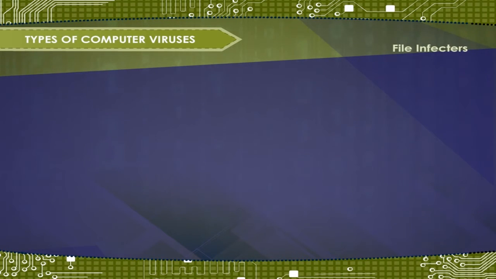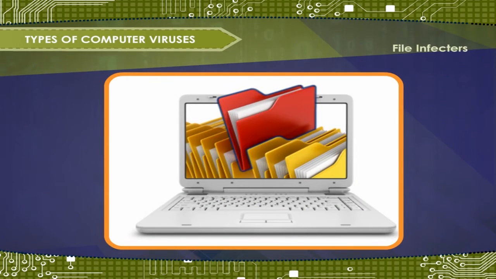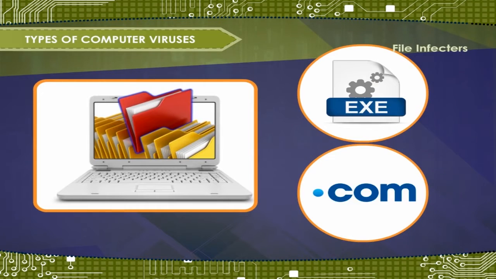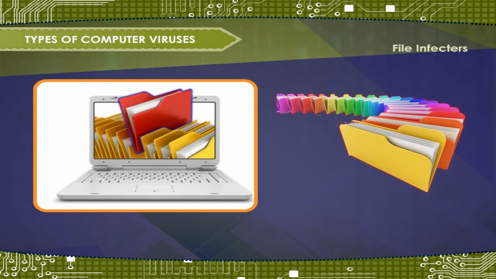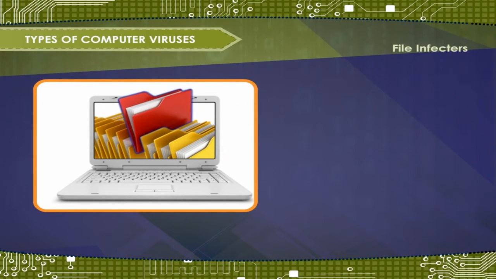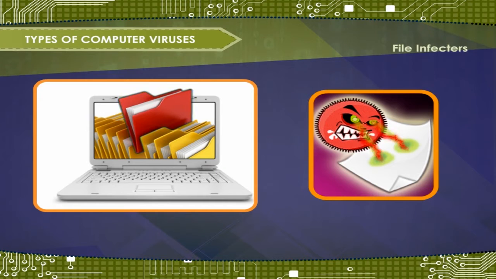File infectors. This type of virus infects programs or executable files, files with an .exe or .com extension. When one of these programs is run, directly or indirectly, the virus is activated, producing the damaging effects it is programmed to carry out. The majority of existing viruses belong to this category and can be classified depending on the actions that they carry out.